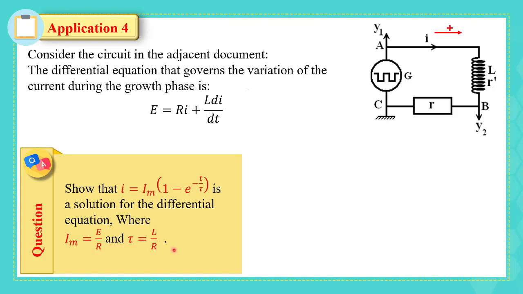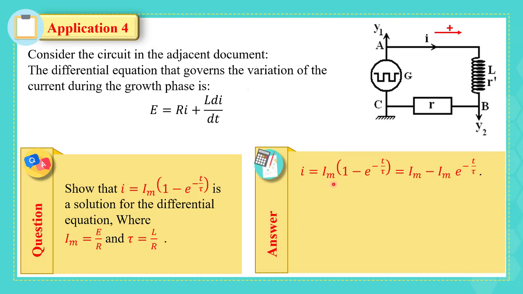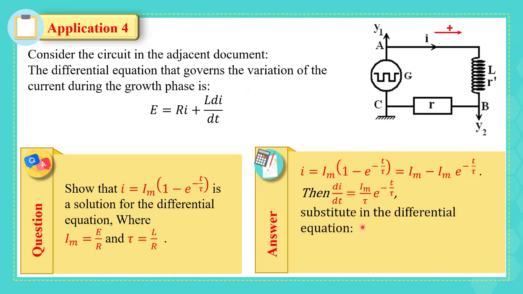Now first, I equal I maximum into 1 minus exponential minus t over tau. Let's expand the expression of I. We will have I equal I maximum minus I maximum e to the power minus t over tau. Now, we derive I with respect to time, so we will obtain di over dt equal I maximum over tau e to the power minus t over tau. Substitute in the differential equation, we will have E equal R into I maximum minus R into I maximum e to the power minus t over tau plus L I maximum over tau e to the power minus t over tau.